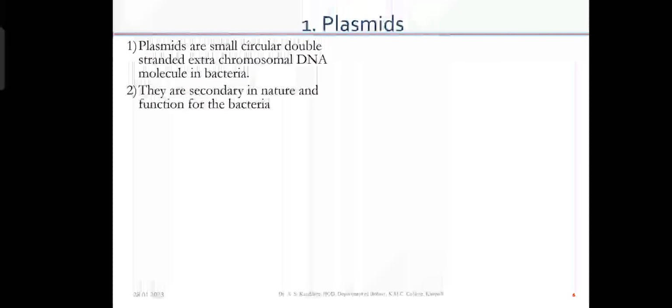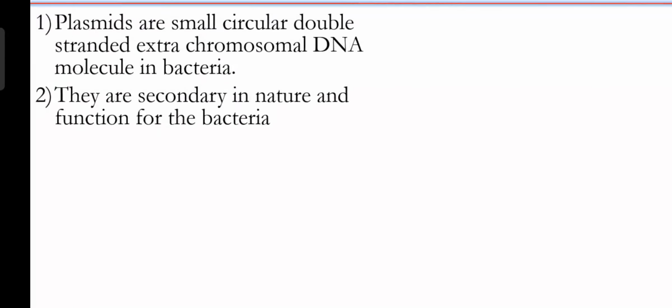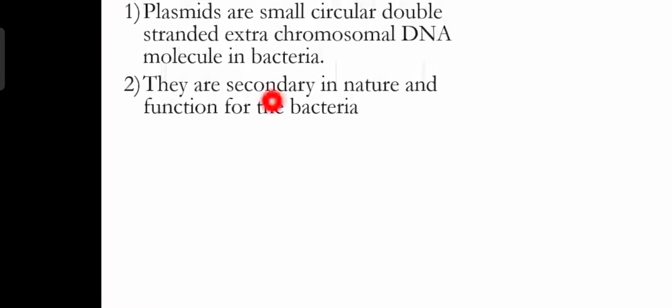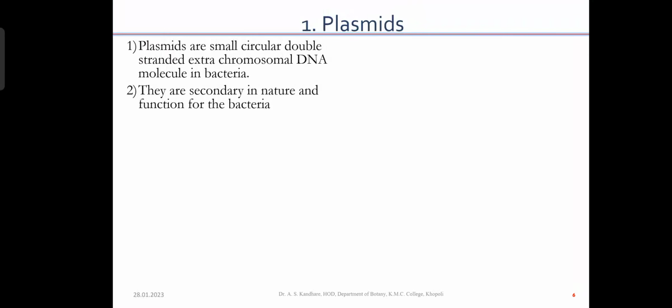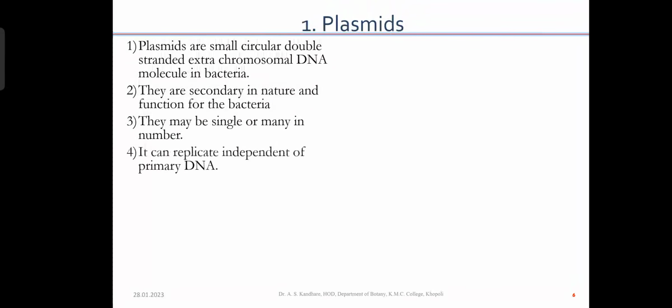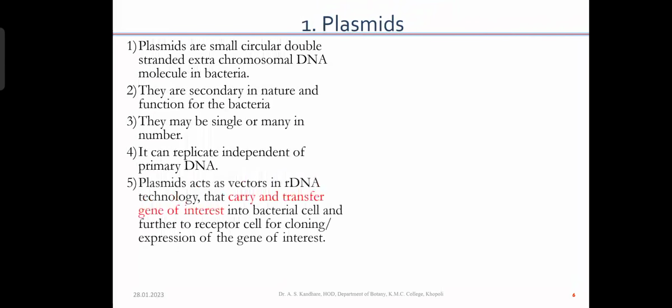So there is a primary DNA in the bacterial cell, and this plasmid is a secondary kind of DNA. They may be single or many in number. So this plasmid may be single or in multiple. It can replicate independent of primary DNA. Plasmid can replicate itself autonomously.